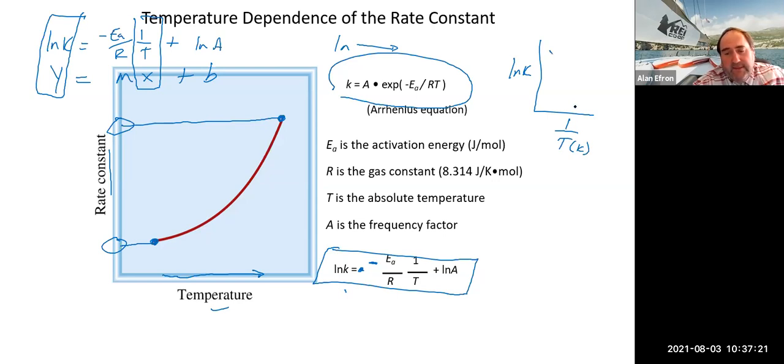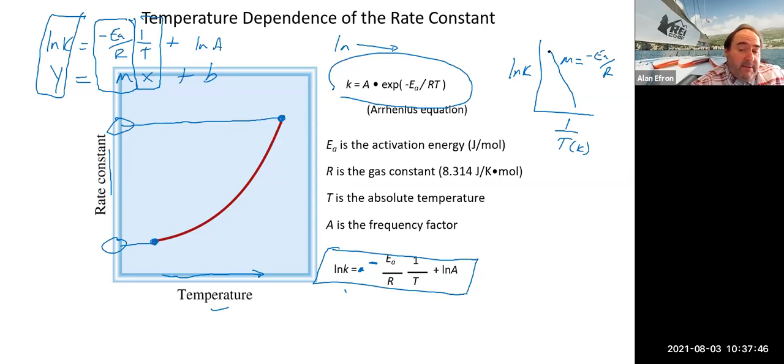And that will yield us a straight line-ish. And from that straight line, we can actually use the slope, because the slope of this line will equal minus Ea over R. R is the gas constant, 8.314. The slope would obviously be given from the line here in the graph, and we can find the activation energy.